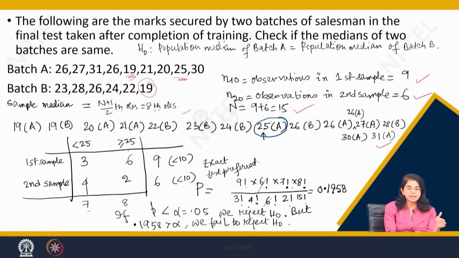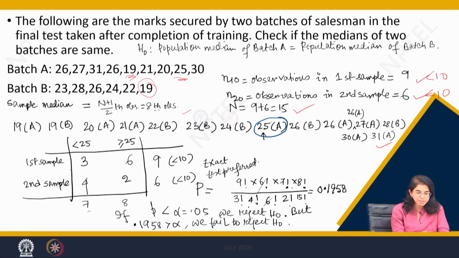But since this example comprises small values, both of the sample sizes are less than 10. Remember, less than 10. One is 9, that is also less than 10. Another is 6, that is also less than 10. So it's better not to lose any information by dropping those equal observations, right? So that's why I haven't dropped that out. So this is the two-way table.